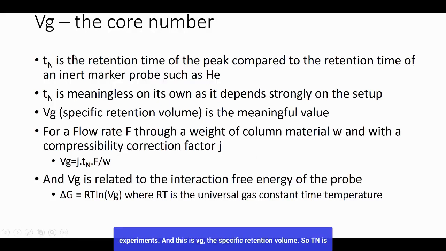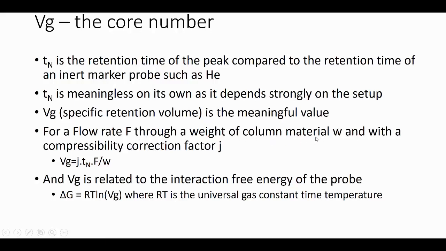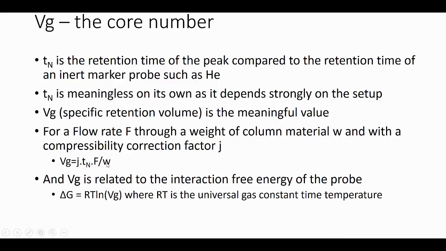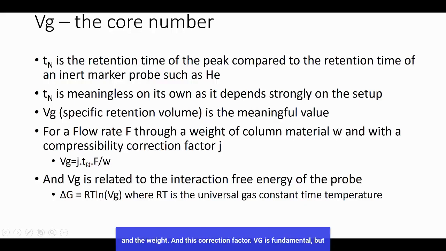to our experiments. And this is Vg, the specific retention volume. So Tn is the retention time of the peak compared to the retention time of the inert marker. It's meaningless on its own. Vg corrects for the flow rate of the gas through the column. And the column has a weight W of raw material. And there's a compressibility correction factor J, which is well known. So you just calculate Vg from Tn, the flow rate and the weight, and this correction factor. Vg is fundamental, but even more fundamental is the fact that the interaction free energy of the probe, delta G, comes just from RT ln Vg, where R is the universal gas constant and T the temperature.